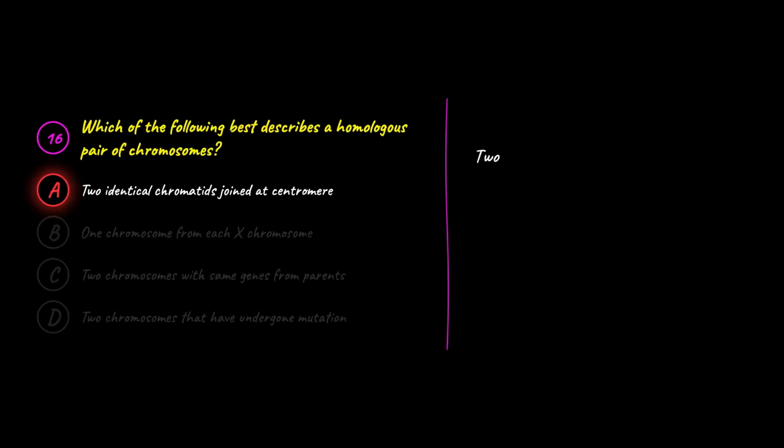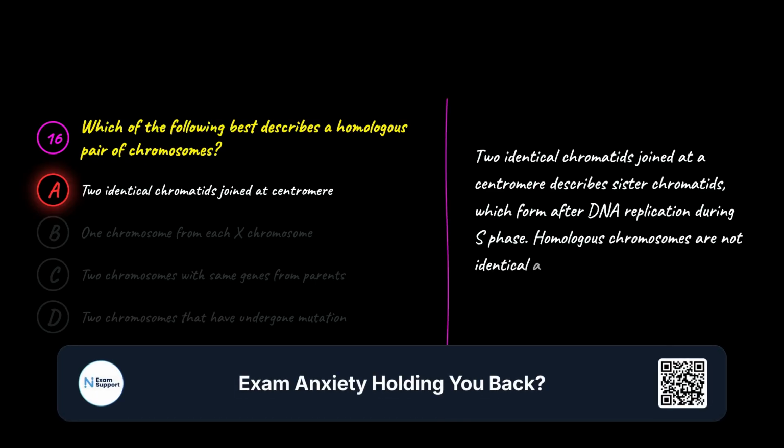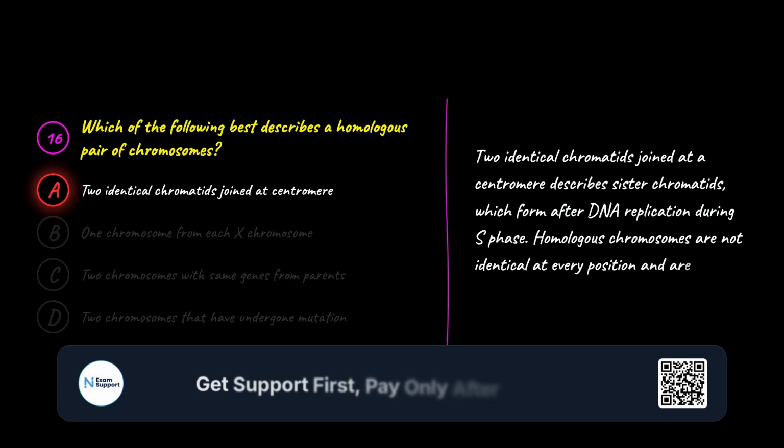A is wrong because 2 identical chromatids joined at a centromere describe sister chromatids, which form after DNA replication during S phase. Homologous chromosomes are not identical at every position and are not physically joined to each other.